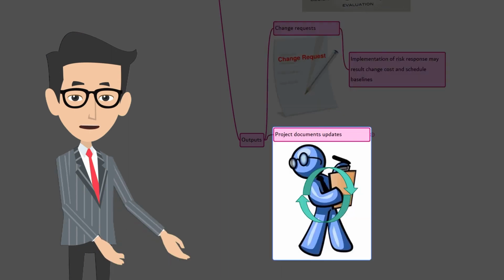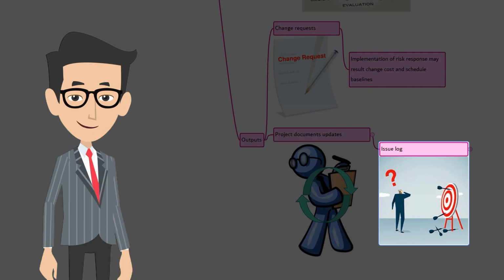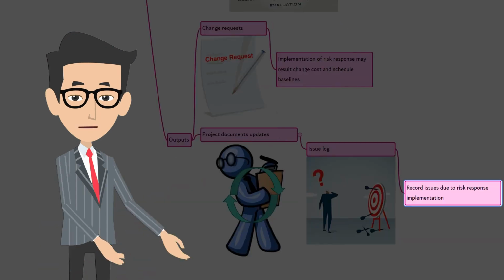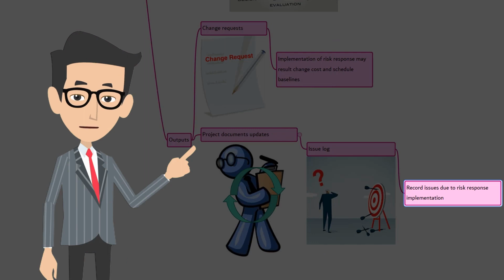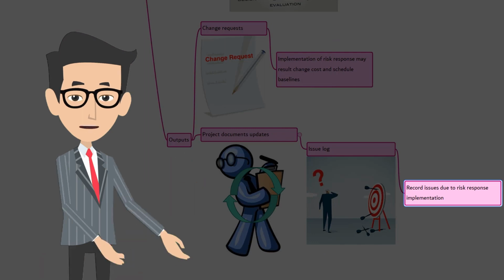The next one is project documents updates. There are five. First, issue log. Where issues are identified as part of the implement risk response process, they are recorded in the issue log.